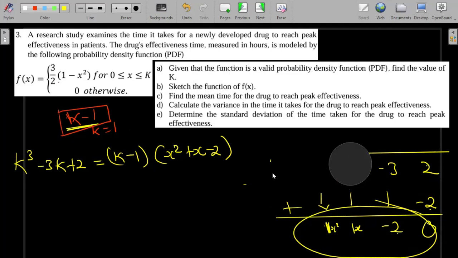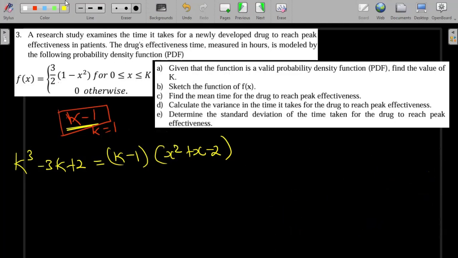Okay, and then that one there, we can simply factorize it. So it is x squared plus x minus 2. So how can we factorize this one? Okay, we see that the factors will just be plus 2 and minus 1. So this will be x plus 2.